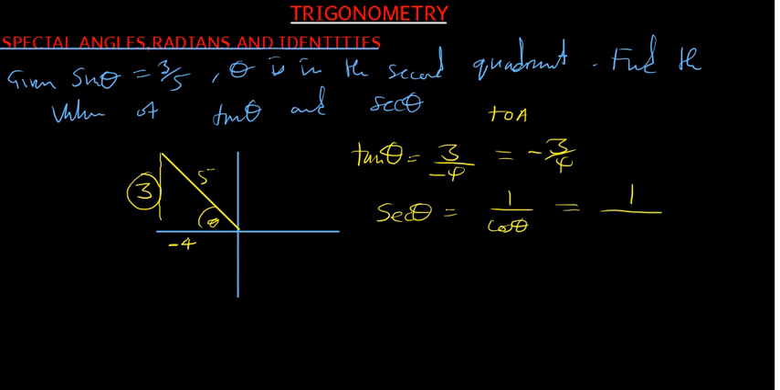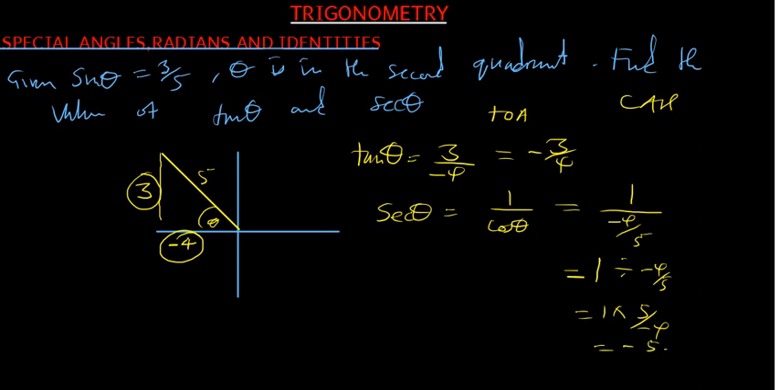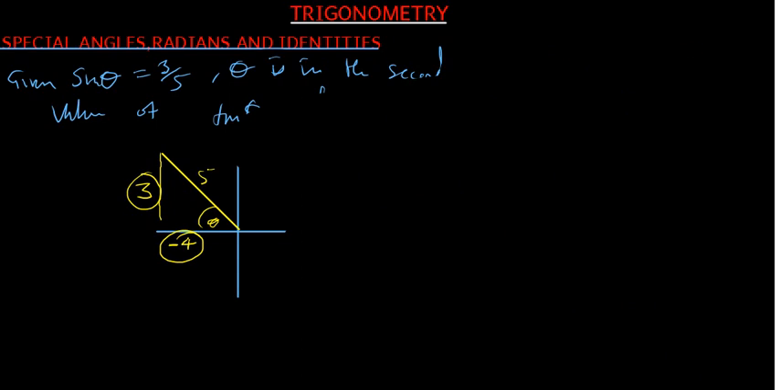Now how do you find cos? Cos is adjacent over hypotenuse. The adjacent is -4. The hypotenuse is 5. So we can even write that as 1 divided by -4 over 5, which gives us 1 multiplied by 5 over -4, which gives us -5 over 4. So that would be the value for sec theta. So basically that is how we determine them if we've been asked such questions. Alright. Now let's look at some other problems.